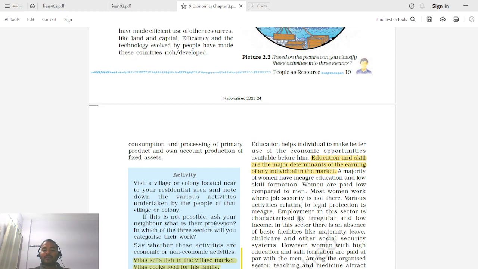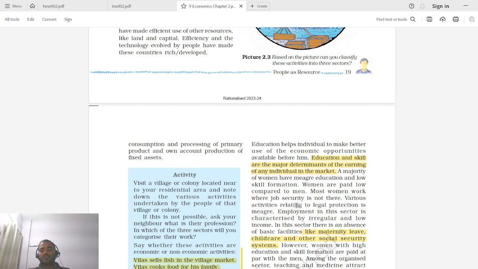In this sector there is an absence of basic facilities like maternity leave, child care, and other social security systems. Because of all this, this sector does not provide better treatment to women. Women need maternity leave, but they are not given any. Neither, when they have a child, are they given child care centers and other security systems. If a system can provide women with good maternity leave, good child care, and social security, women will also start entering the market and get jobs paid equally, or rather more than the male candidates, right?